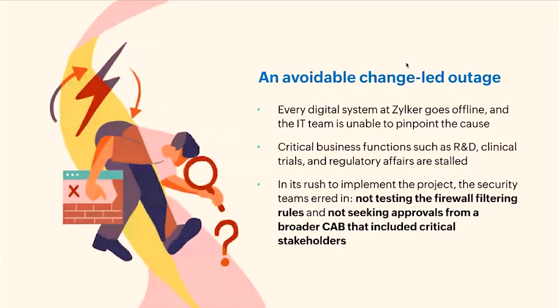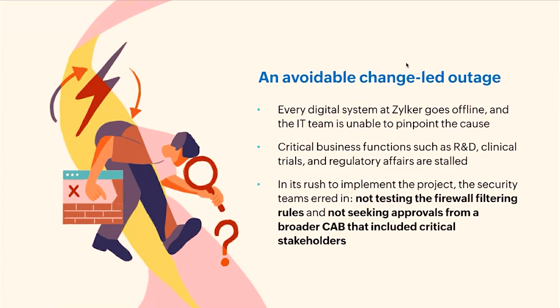This led to what was essentially an avoidable change-led outage. Every digital system at Zilker went offline, and the IT team was unable to pinpoint the cause, creating confusion and panic. As a result, critical business functions like R&D, clinical trials, and regulatory affairs were brought to a standstill, impacting the entire organization. So, what went wrong?